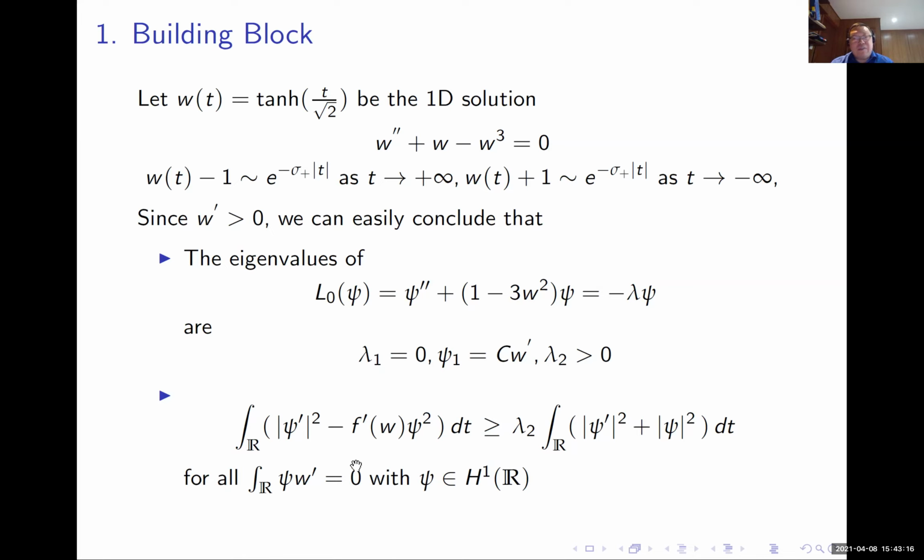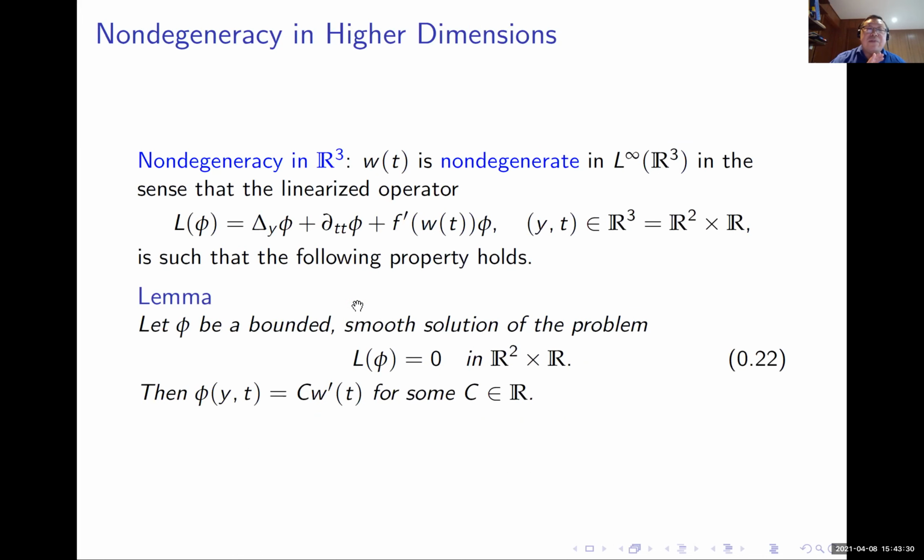And from this, you get some spectrum gap. This is easy to see. If your solution is orthogonal to W prime, then you have a spectrum gap. This is very easy in the 1D problem. But what's non-trivial is that the same thing holds in higher dimension. What we're going to need later is that this 1D solution is also non-degenerate in higher dimension. You just simply extend this solution in all other dimensions.